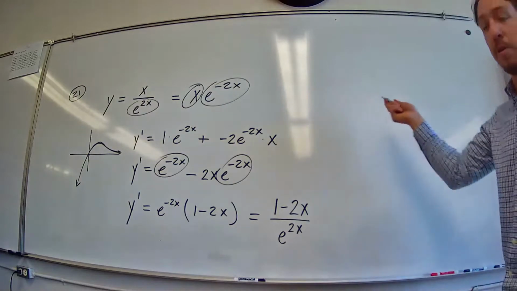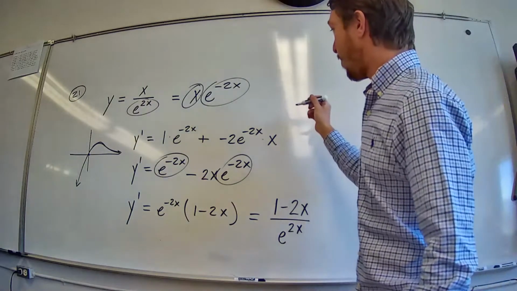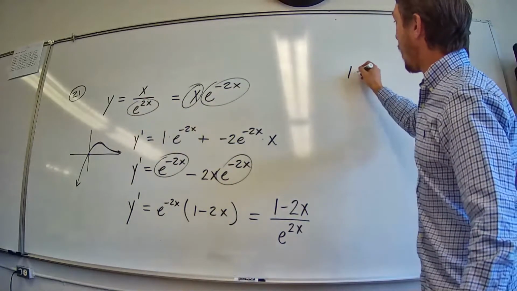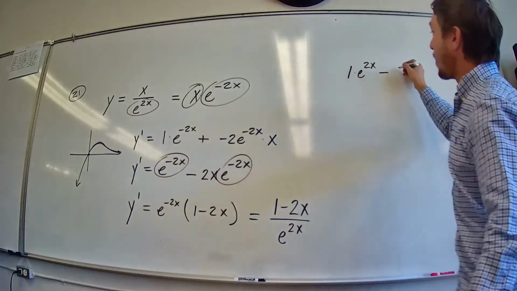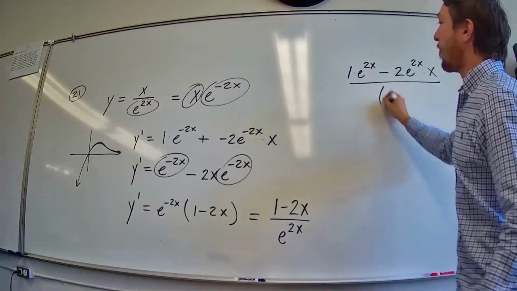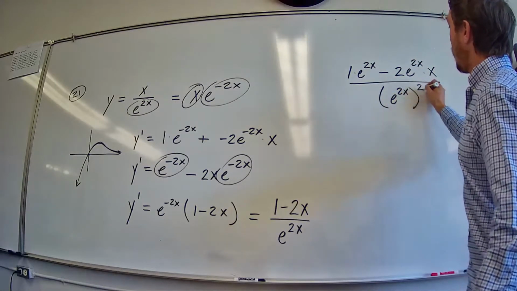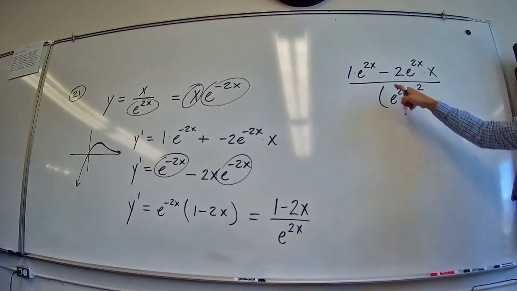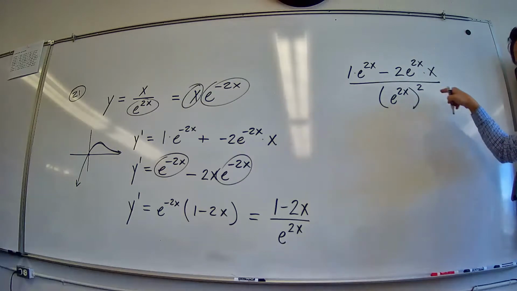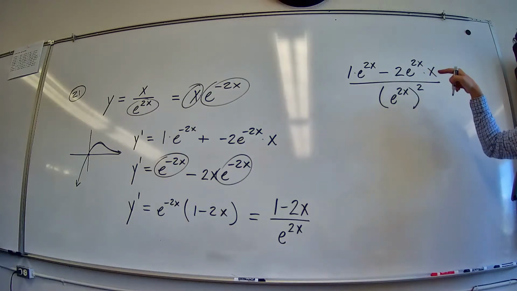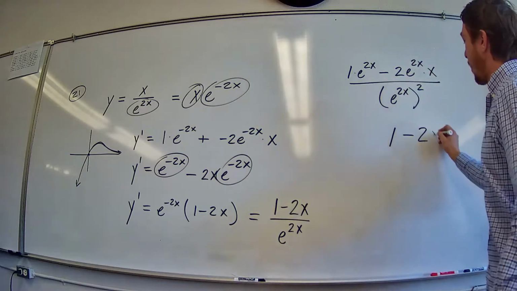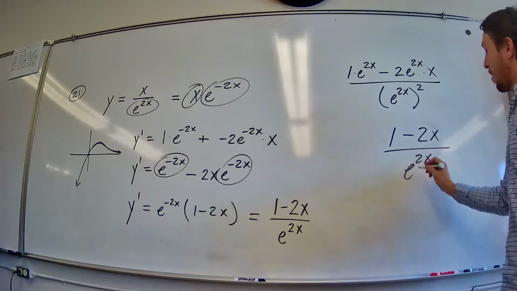So here's if you were going to do the quotient rule, we would have been back at this point. A prime B minus B prime A all over B squared, and then you'll notice that these all have an e to the 2x. This bottom is e to the 2x times e to the 2x, so I can cancel out one of those. And then the top, after I cancel that out, I get the same result.